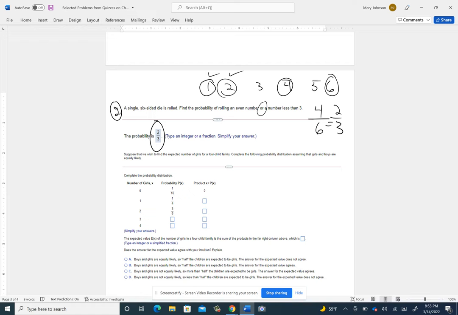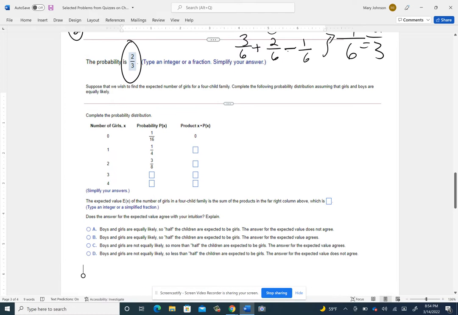If you use the formula, you could think about doing the probability of getting an even number, which would be 3 out of 6. The probability of a number less than 3 would be 2 out of 6, 1 or 2. But you can't double count, so you have to take away the probability of being even and a number less than 3. So you take away the 2. You don't want to double count it, and that would also get you to 4 out of 6.